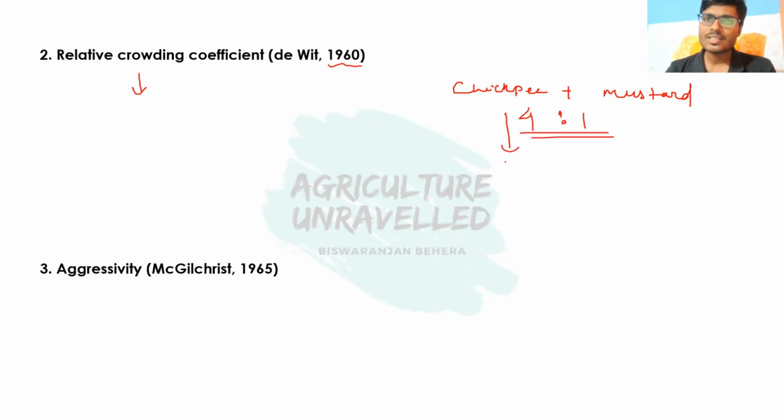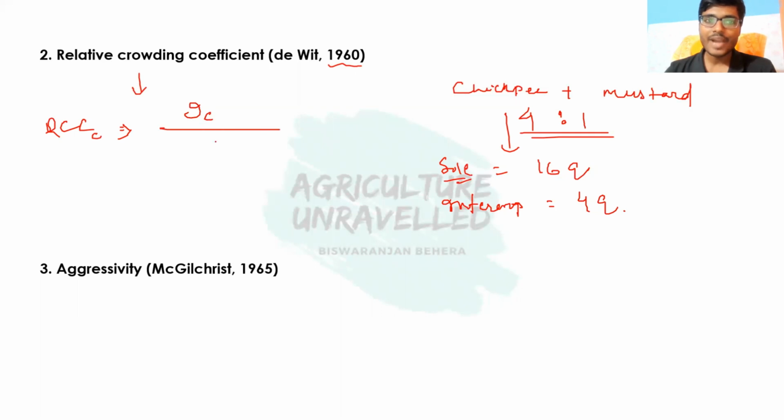The yield of chickpea under sole cropping is 16 quintal, but under intercropping the yield is 4 quintal. Then calculate the relative crowding coefficient for chickpea. So RCC for chickpea, the formula is the intercrop yield of chickpea divided by the sole crop yield of chickpea minus the intercrop yield of chickpea, into the proportion of mustard divided by the proportion of chickpea.